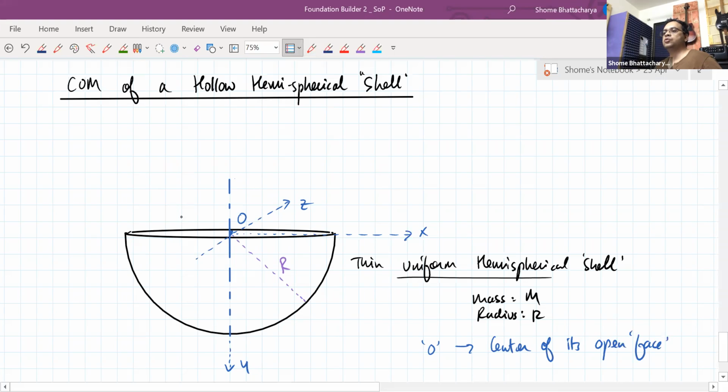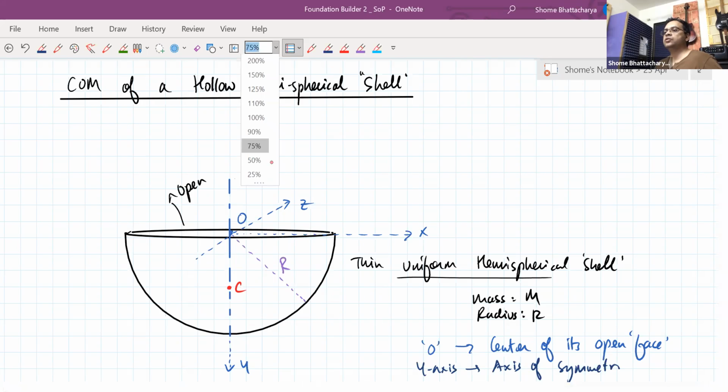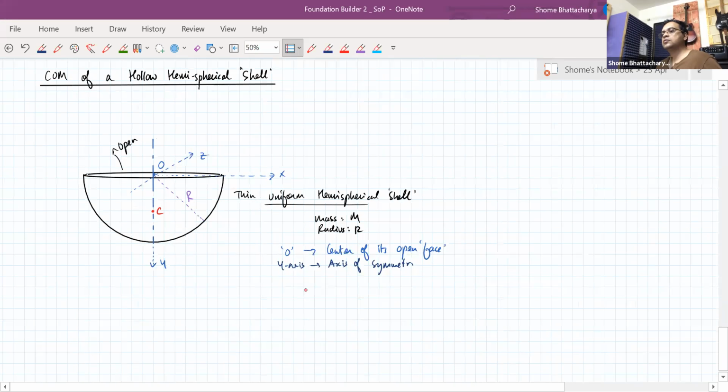So it's an open hemispherical bowl. This side is open. And the y-axis is the axis of symmetry. Okay. So obviously the center of mass will lie somewhere over here on the y-axis. So we have to find the y coordinate of the center of mass of this shell. We want to find YCM.